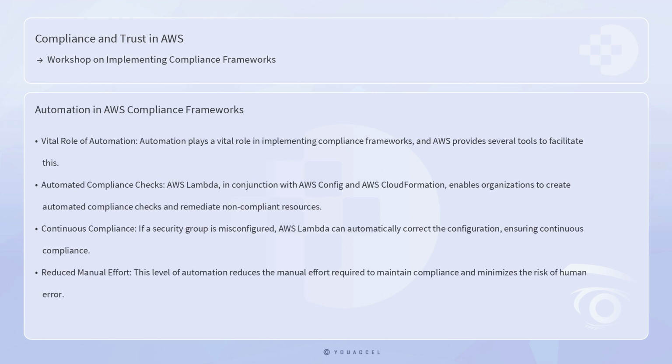Automation plays a vital role in implementing compliance frameworks, and AWS provides several tools to facilitate this. AWS Lambda, in conjunction with AWS Config and AWS CloudFormation, enables organizations to create automated compliance checks and remediate non-compliant resources. For example, if a security group is misconfigured, AWS Lambda can automatically correct the configuration, ensuring continuous compliance. This level of automation reduces the manual effort required to maintain compliance and minimizes the risk of human error.